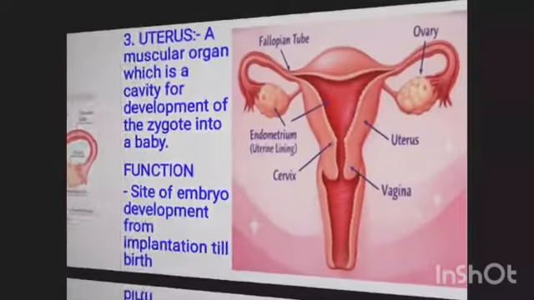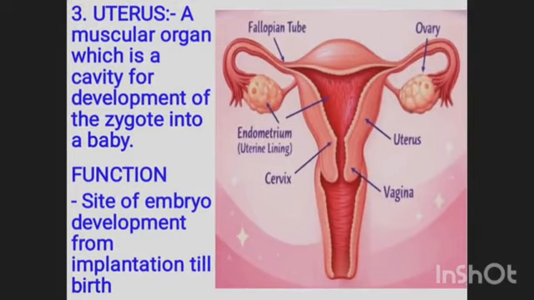Let's move on to the next slide. Now, the next one we're looking at is the uterus. The uterus is a muscular organ, which is a cavity for development of zygotes into a baby. It's a muscular organ, a cavity just like a hole, for development of the zygote. When the egg is fertilized by the sperm, the fertilized egg is planted inside the uterus. The fertilized egg is the embryo.